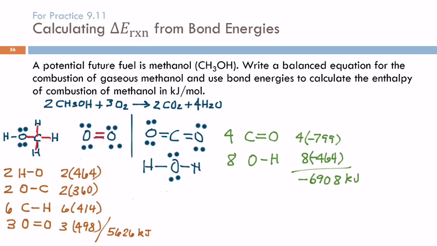So then would you do the first one minus? No, you don't do the first one minus that, because this is the energy required, and this is the energy released. You just add them together. And that's what that equation was, the heat of the reaction. Yep. So 5626 kilojoules plus negative 6908 kilojoules is minus 1282 kilojoules.